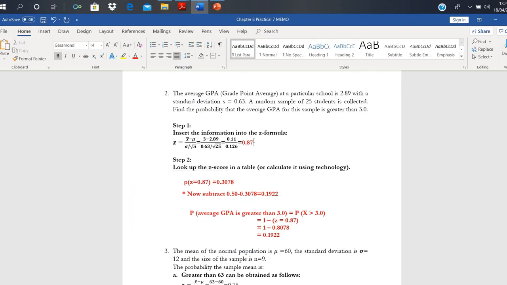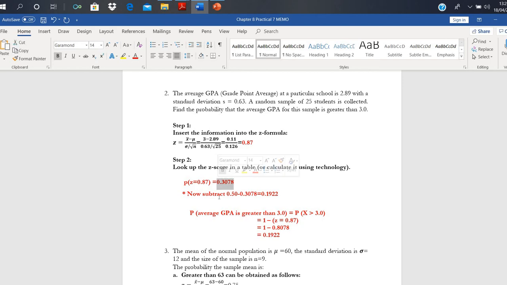Okay, so now we are here in the second step. After we have calculated the Z score, we can now find the probability. So the probability of the Z score being equal to 0.87 is equal to 0.3078.